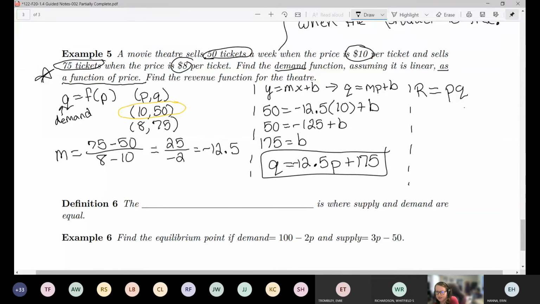It should be positive because, if we go back here really quick, we wanted to add the 125 to both sides. So 50 plus 125 would give us positive 175 equals B. Does that make sense?